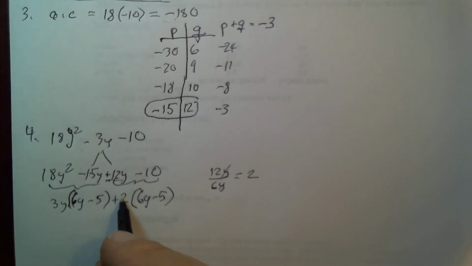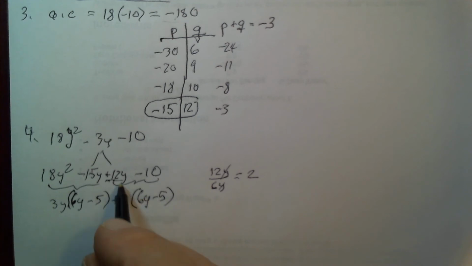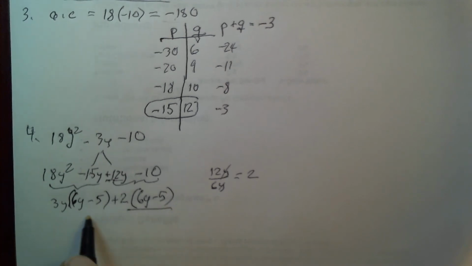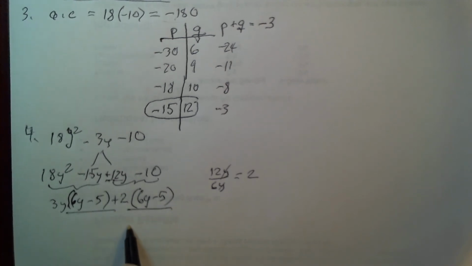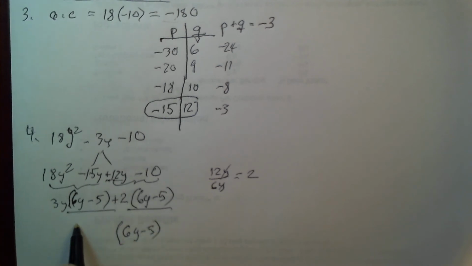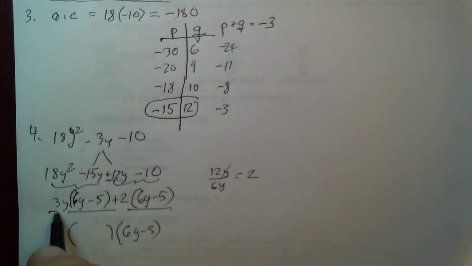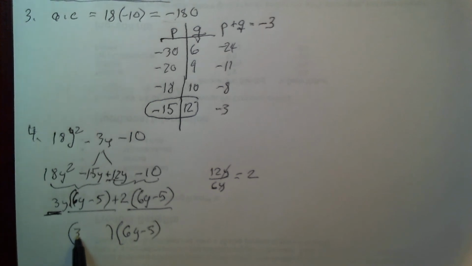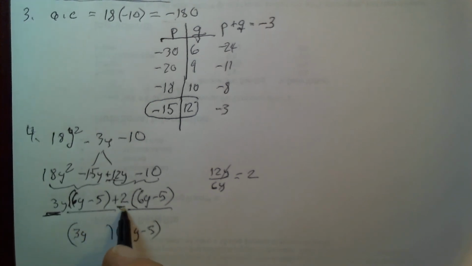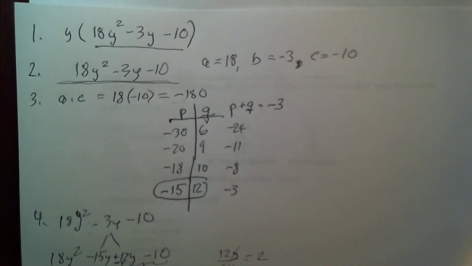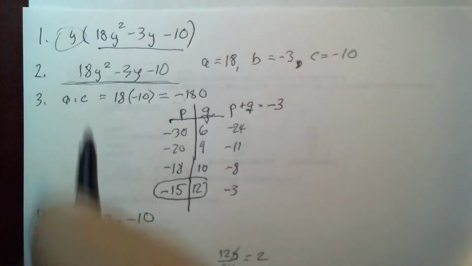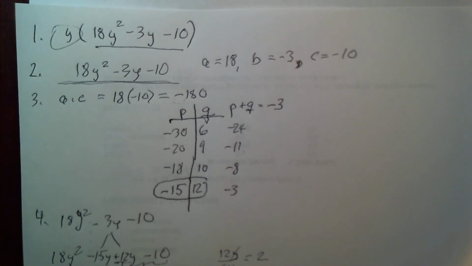Quick check: 2 times 6y is 12y, and 2 times minus 5 is minus 10. So that works. So our greatest common factor is 6y minus 5. And then for the other parentheses, we have the 3y and we have the 2. And remember, originally we factored out a y, so that would be another factor here for the final answer.